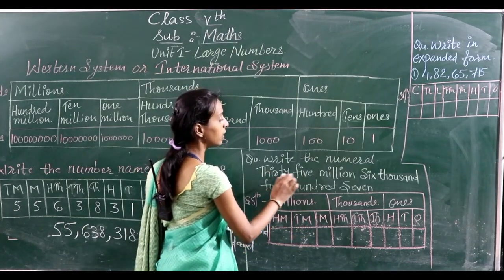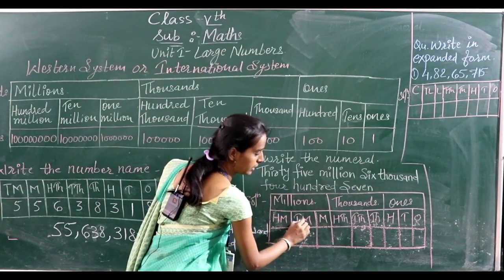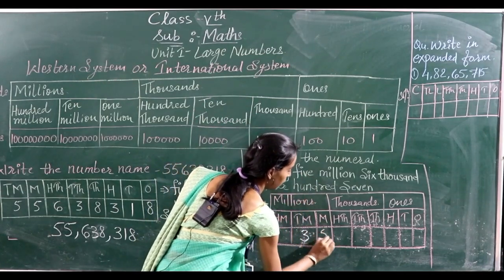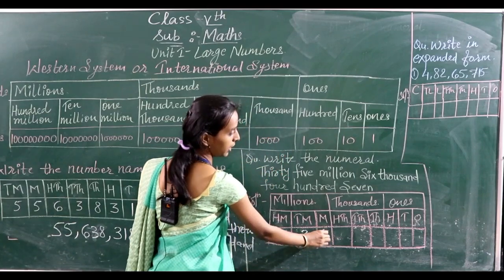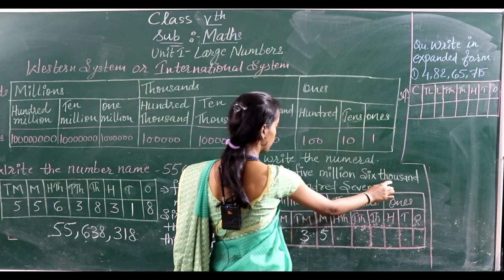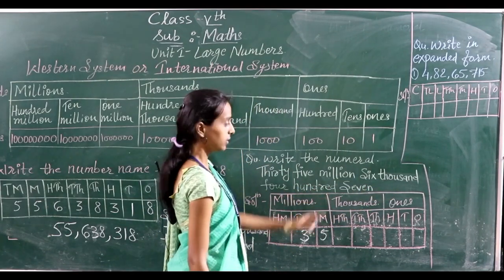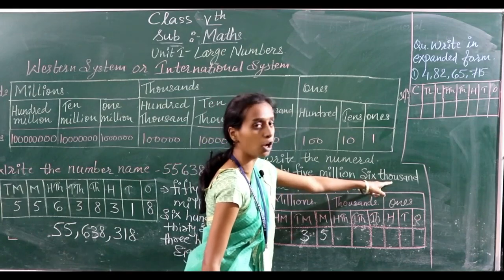So it is given 35. Okay, 35. So 30 means in tens place. So 3 and 5, that is 35 million, 6,000. Okay, 6,407. Okay, this 6 is given in which column?